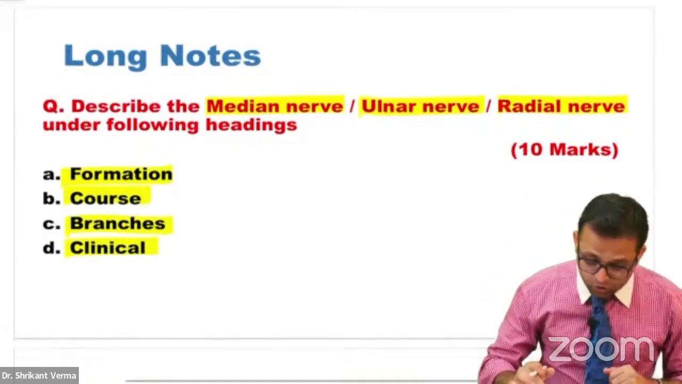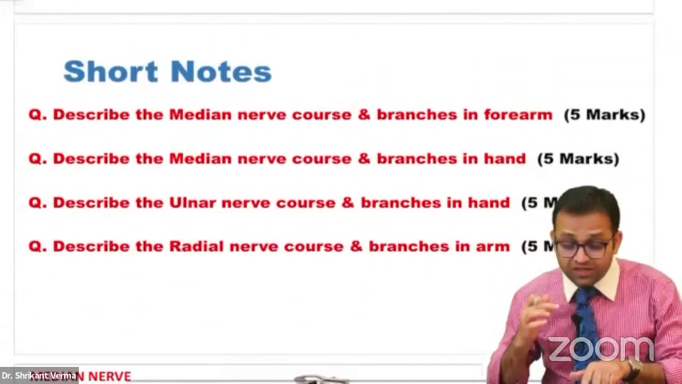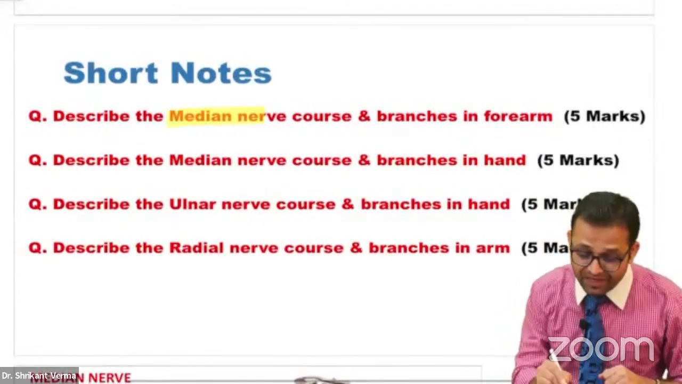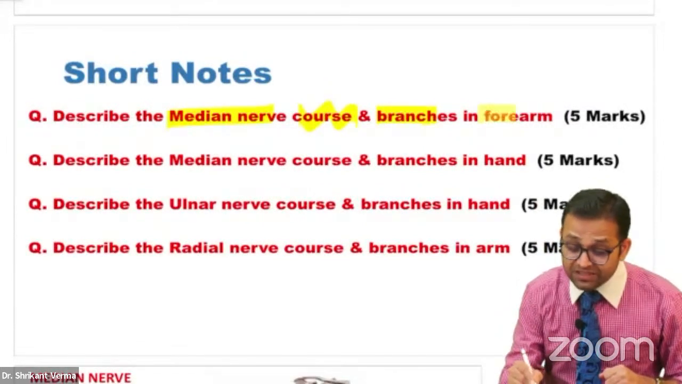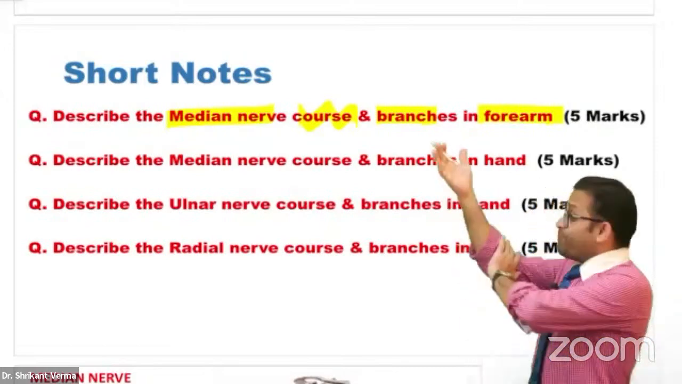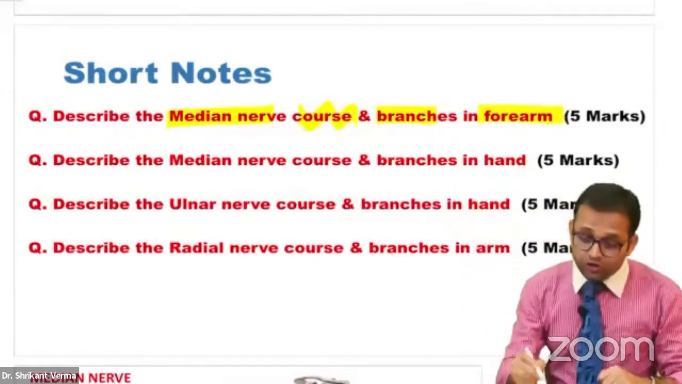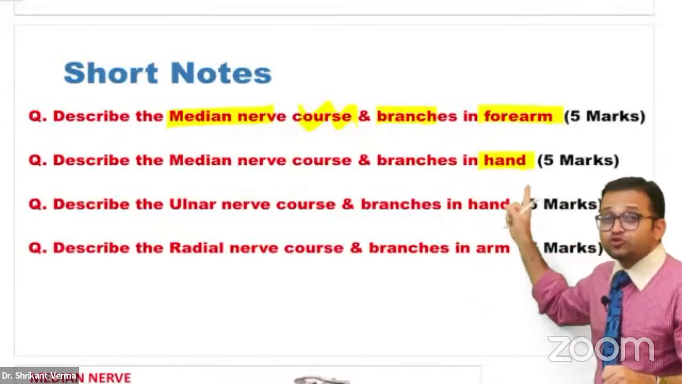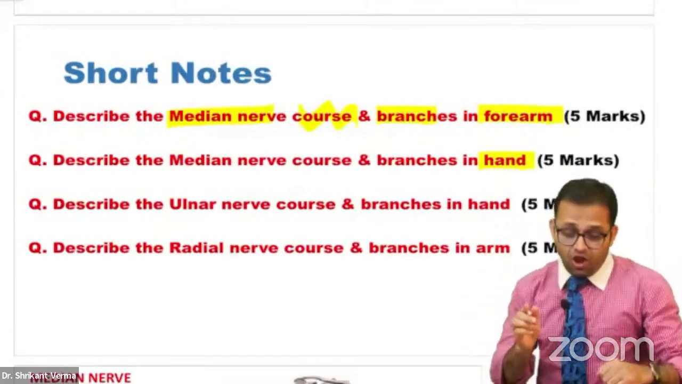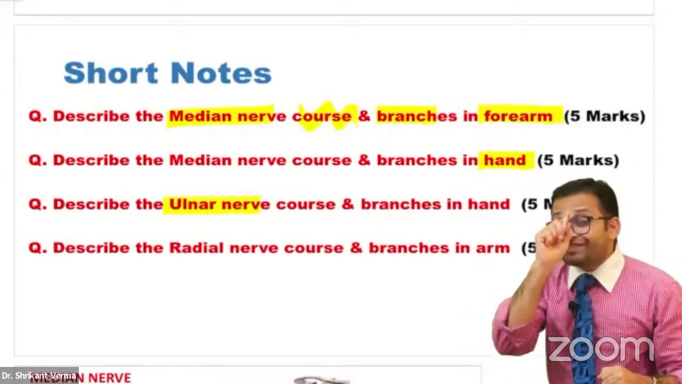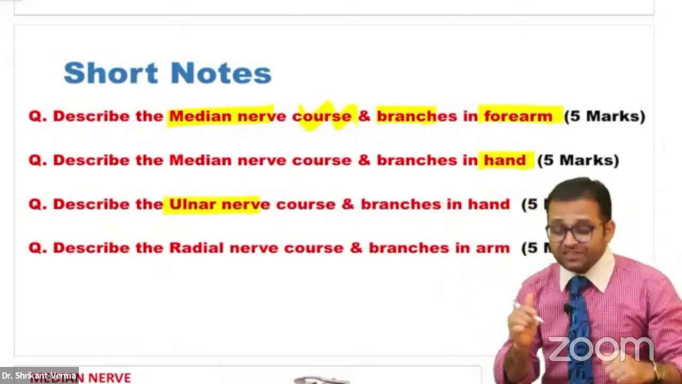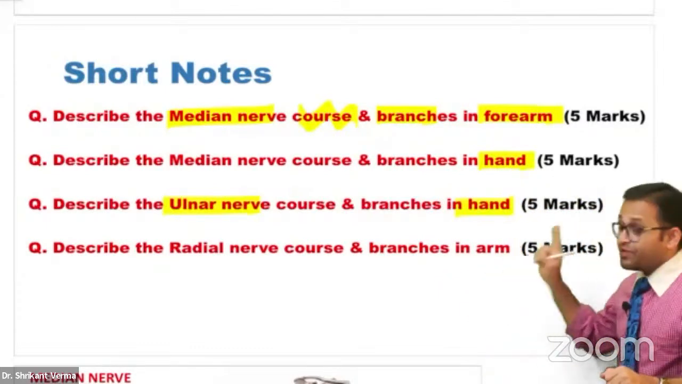Now try to get what are the different short notes which are asked from this zone. Describe the median nerve, its course and branches in the forearm, because the median nerve is the laborer nerve. It is the main nerve of the forearm. Also, the median nerve is separately asked as a 5 marks question: the course and its branches in the hand. Also remember the ulnar nerve. This is the musician nerve, the main nerve of the hand, which supplies the short intrinsic muscles. So it is asked in the hand, 5 marks.